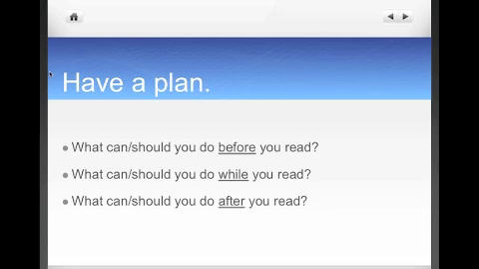So, as I said before, you need to have a plan. So I'm going to talk to you about what you should do before you read, while you read, and after you read. And I should point out, these are not the only ways to do this, but we're trying to give you some of the ideas that we think are most successful.